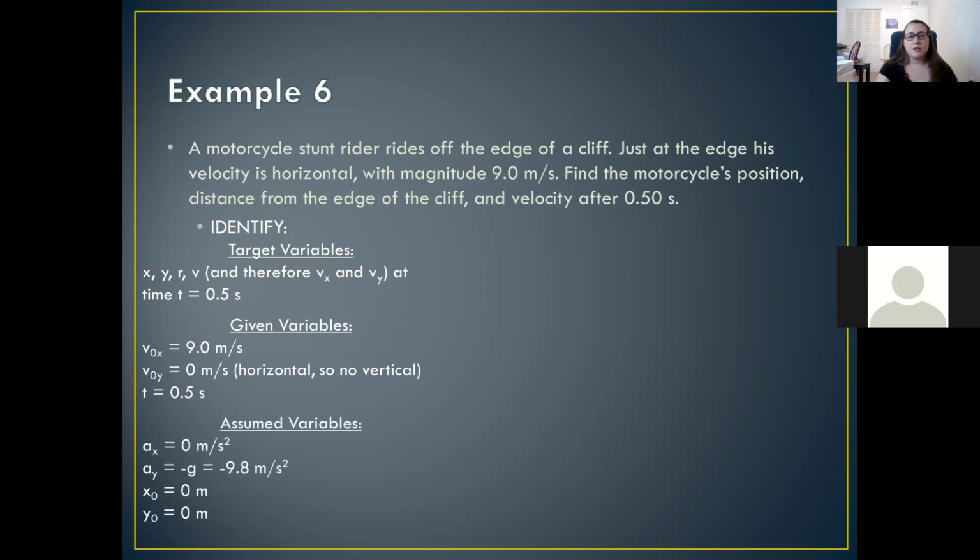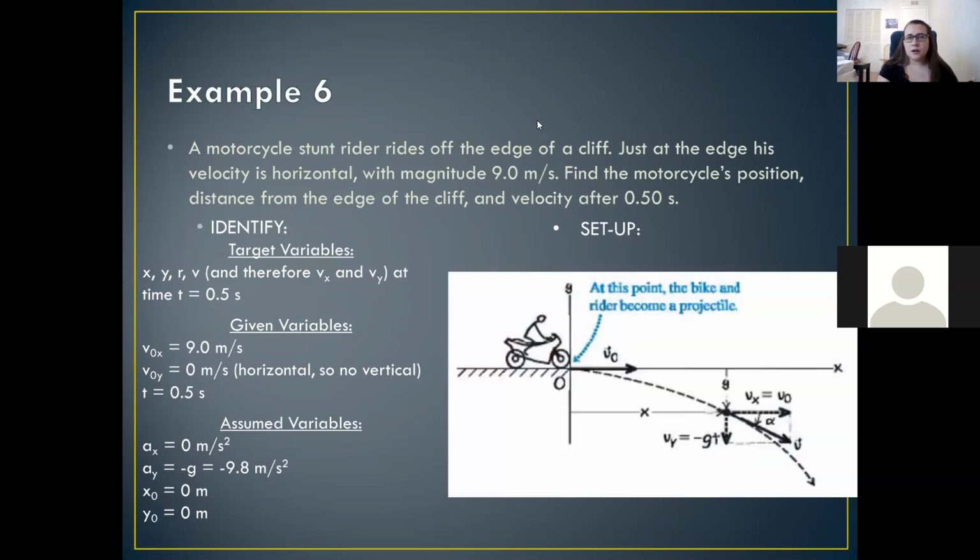There are some things that we're going to assume throughout this problem too. We're going to assume a constant acceleration in both directions. So x acceleration is 0. Y acceleration is a constant -g, so -9.8 meters per second squared. And at our origin, our initial position in both directions is 0. So we're going to set up the problem after this. After we've identified what we've been given and what we're looking for, we're going to set up the problem. And by that, I mean we're going to draw a picture.